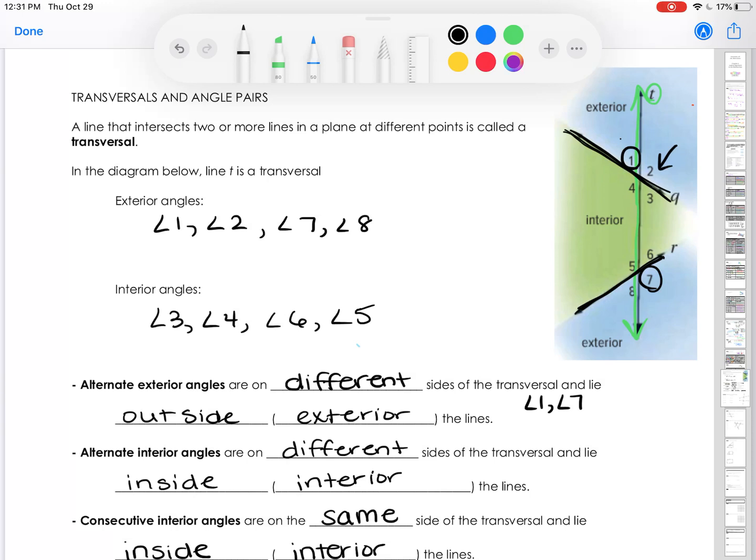Then I could also look at angle 2, and the alternate exterior to that would be angle 8. So angle 2 and angle 8 are also alternate exterior angles. Alternate interior, the same concept, just inside. So that would be angle 4 with angle 6, and angle 5 and angle 3.